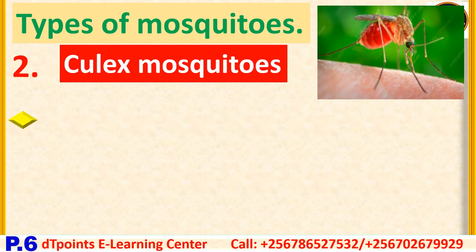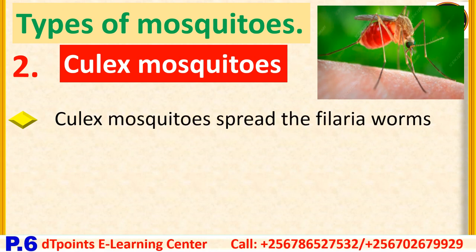Now, Culex mosquito spreads the filaria worms. Culex mosquitoes spread the filaria worms. These worms are the ones which cause a disease called elephantiasis. And because of the filaria worms, which are spread by the Culex mosquito, the disease is also given another name, filariasis. It is also called filariasis.